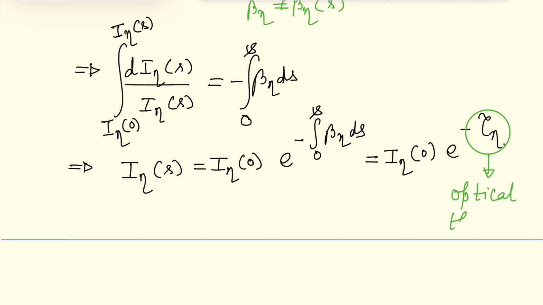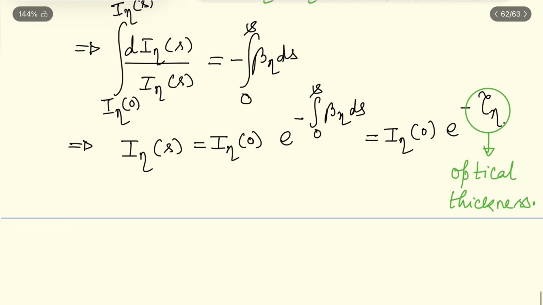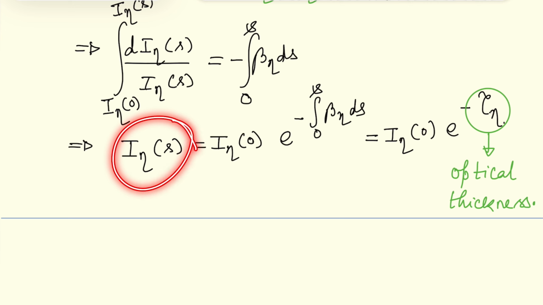Optical thickness. So you can see the unit of this tau will be length, because beta is unitless. Okay, now what is the significance of this term optical thickness? You see, the more is the tau eta, the lesser will be this I eta s.